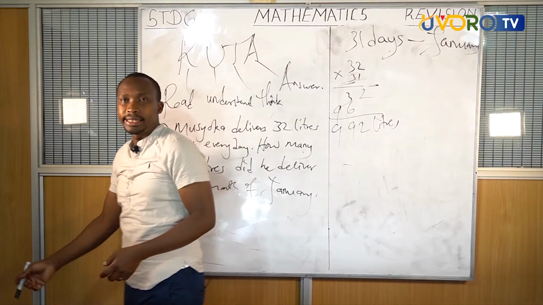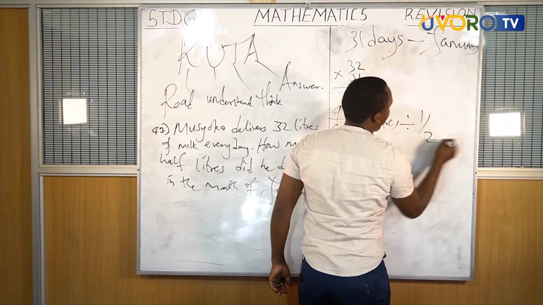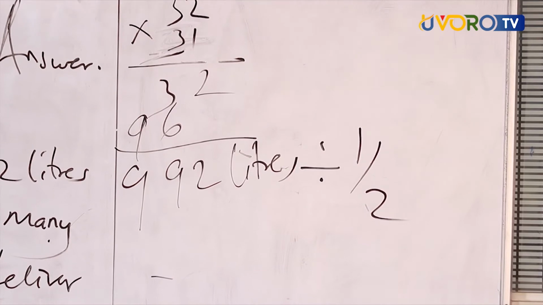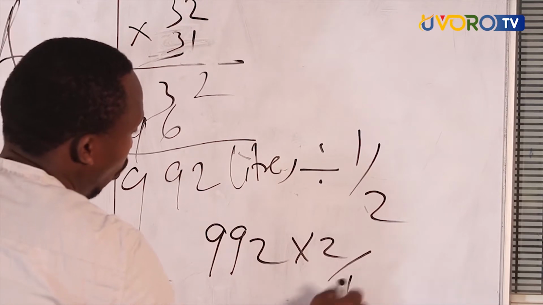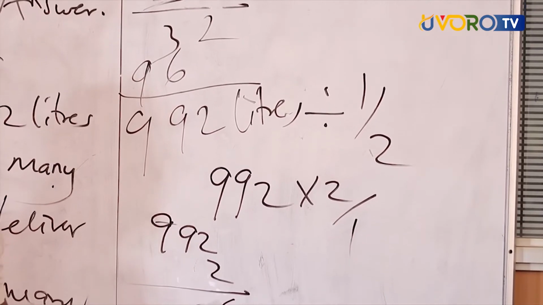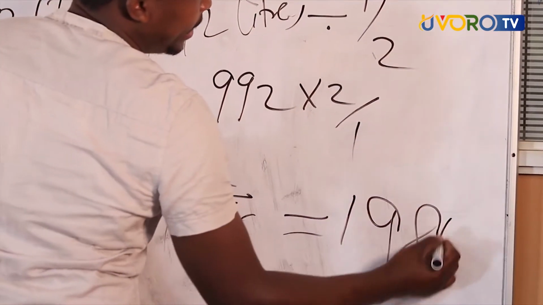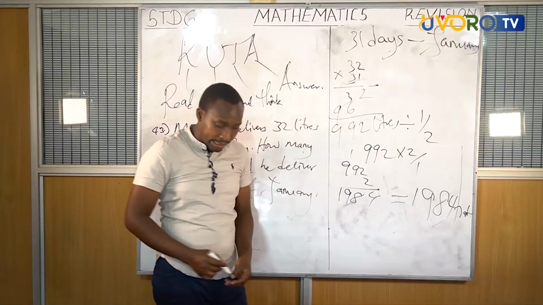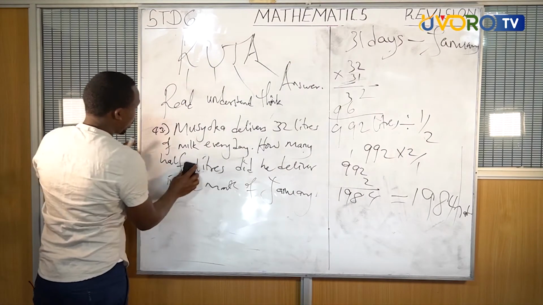Now, how many half liters? T for thinking. Divide by a half. It is 992 times 2 over 1. 992 times 2: 4, 18, carry 1, 18, 19. So the answer is 1984 halves.